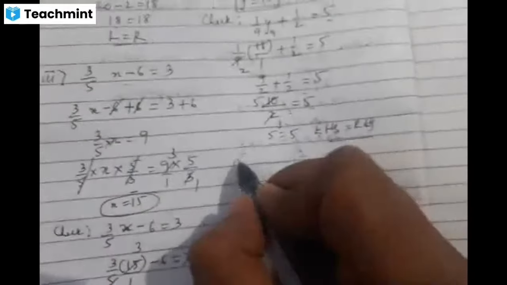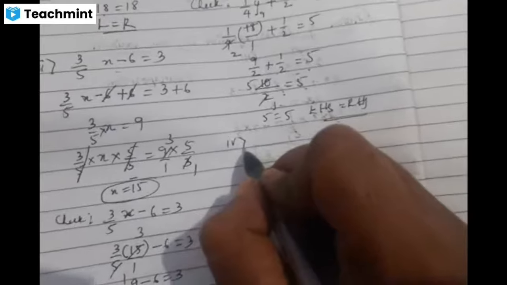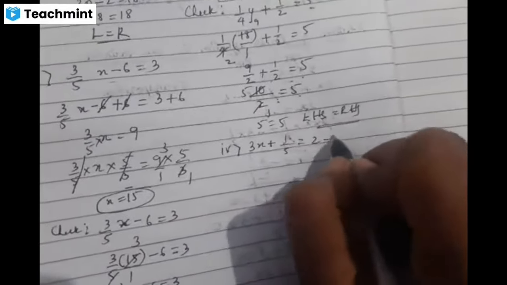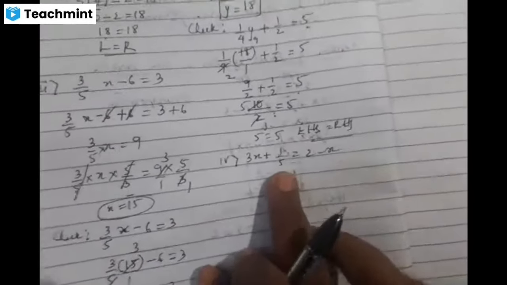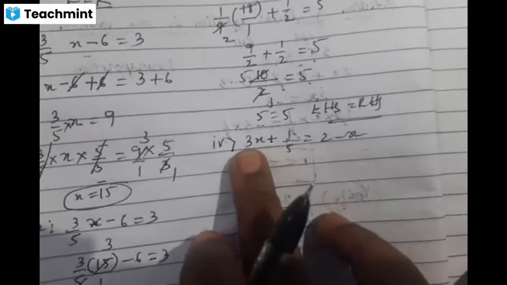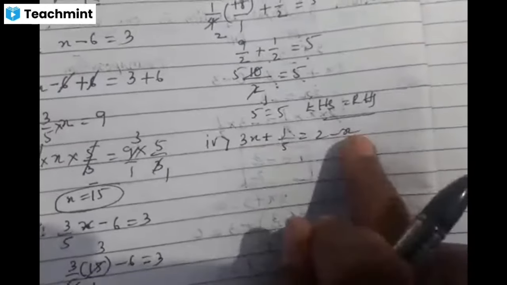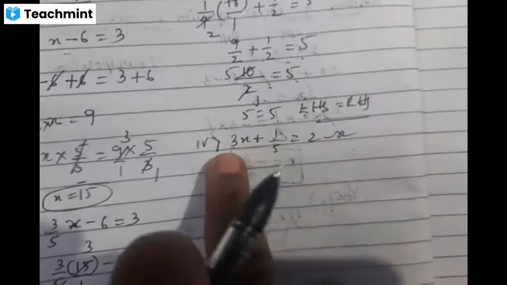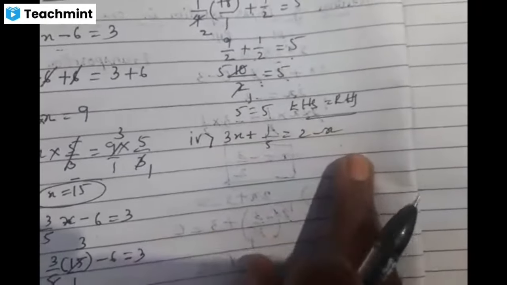In the same way we have the fourth question, children. That is 3x plus 1 by 5 is equal to 2 minus x. Here you have two terms. The x term is written both in the LHS and in the RHS. So what I do, I just replace the x term.